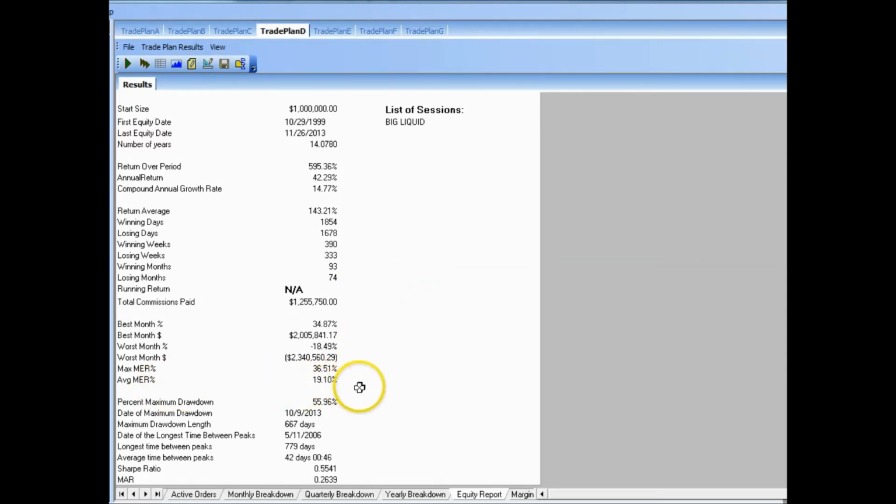This is your average margin to equity ratio. It's at 19%. Our max drawdown, however, rose to about 56%, but you can see the Sharpe ratio is a little bit higher at 0.55.